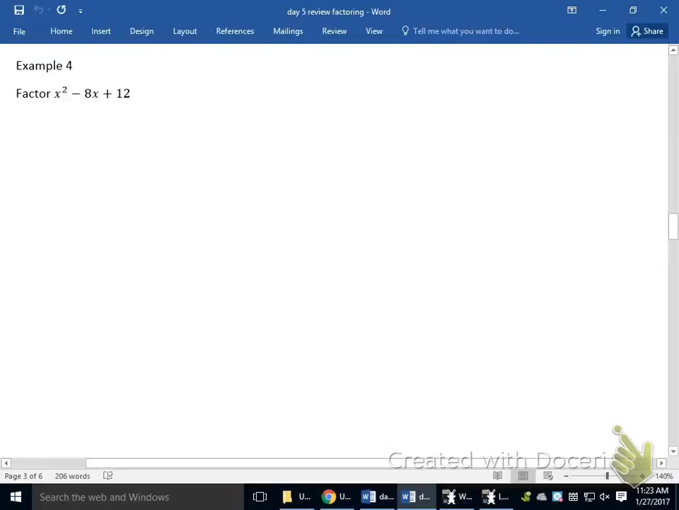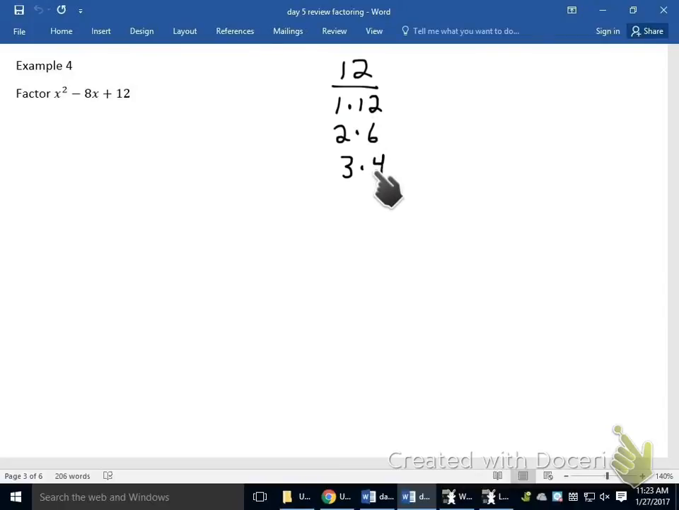All right, going into example 4, again, look for a greatest common factor. There's not one. So what I'm going to do is go ahead and write out the positive 12 over here and see what numbers will multiply to it and add to the negative 8. So 1 times 12, 2 times 6, 3 times 4. Now, as I look through there, none of those pairs will add to negative 8. Signs are important. 2 times 6 adds to 8. All right? But they need to both be negated.